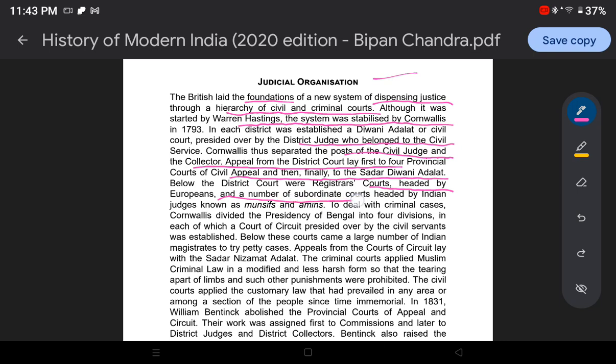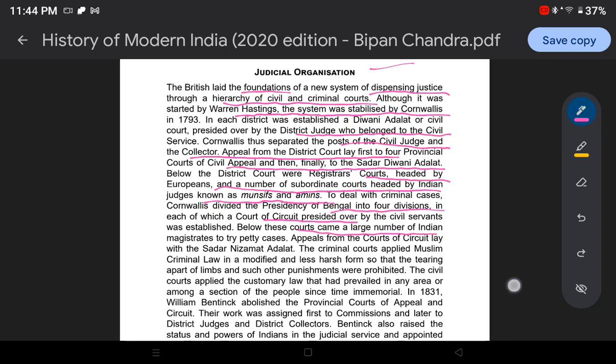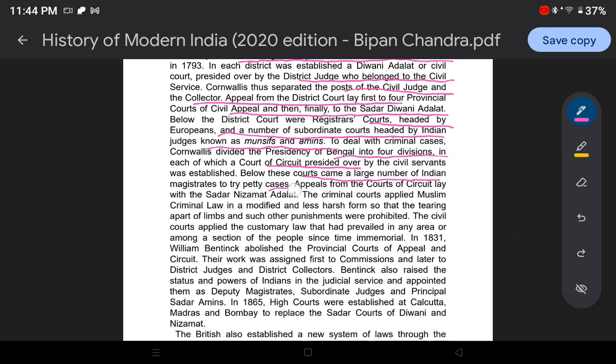Below the district court were registrar courts headed by Europeans, and a number of subordinate courts headed by Indian judges known as munsifs and amins. To deal with criminal cases, Cornwallis divided the presidency of Bengal into four divisions, in each of which a court of circuit presided over by the civil servants was established. Below these courts came a large number of Indian magistrates to try petty cases. Appeals from the courts of circuit lay with the Sadar Nizamat Adalat. The criminal courts applied Muslim criminal law in a modified and less harsh form so that the tearing apart of limbs and such other punishments were prohibited.